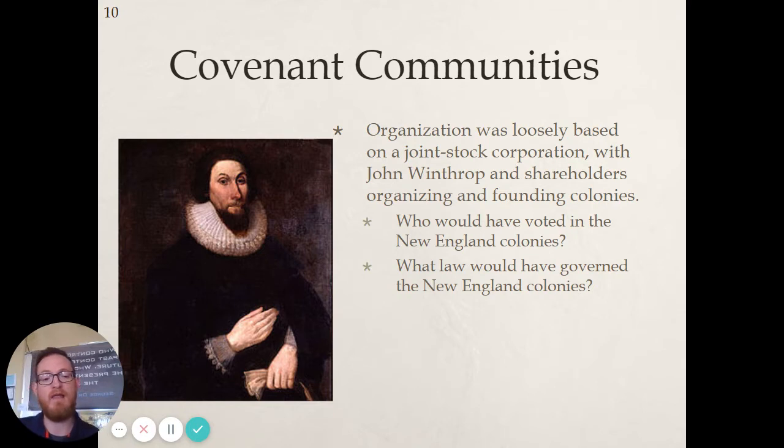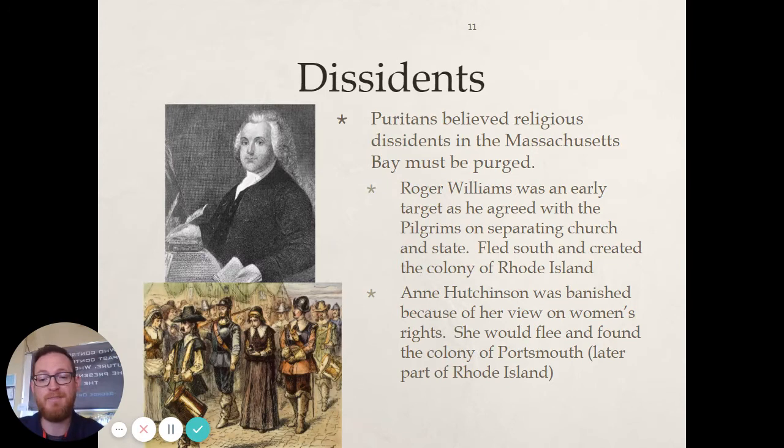We've talked a little bit about who would have had the vote in the New England colonies. Obviously, it would have been the men during that time, and the law that really governed them was the Bible and then what came out of their town hall meetings.